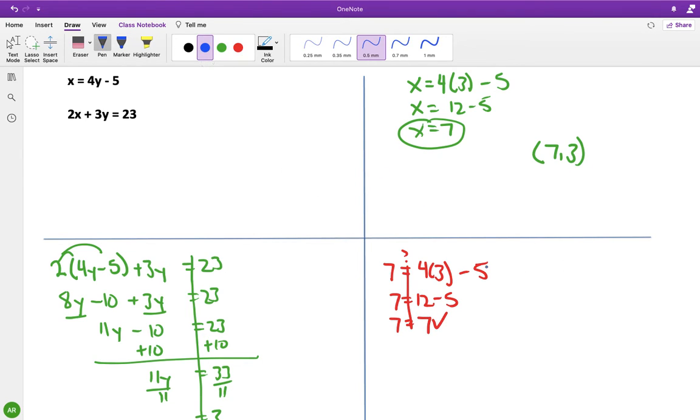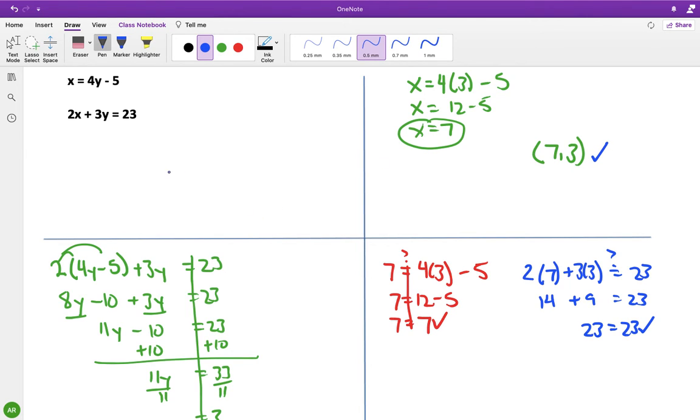Now we're going to do the same thing for the second equation to verify it works as well. 2, my bad pen stroke there. 2 times 7 plus 3 times 3 should equal 23. Okay, 2 times 7 is 14. 3 times 3 is 9. 14 plus 9 is 23. 23 equals 23. That works as well. All right, so far so good.